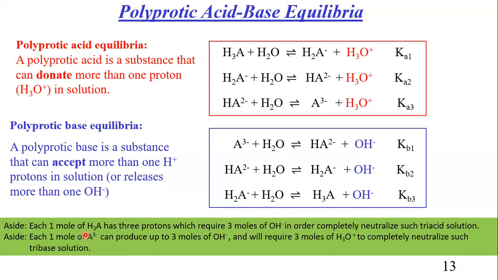Likewise, in the case of base, 1 mole of A3 minus ends up producing 3 moles of OH minus if the reactions go to completion. And thus, to neutralize all the negative charge here, I will need 3 moles of H3O plus for complete neutralization of this tribase. We will see this later on. Don't worry too much about it at the moment, but it's just a place for me to put it.